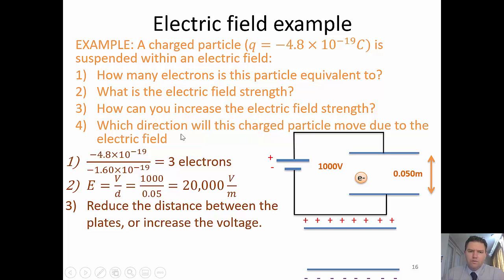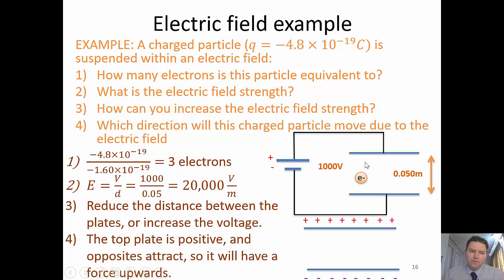Which direction will the charged particle move due to the electric field? This is a negative charge, and so the negative charge is going to be attracted to the positive plate because opposites attract, and so the electric force is going to be in the upwards direction. If we were to draw the electric field lines, they would go from positive to negative, equally spaced, touching both plates with some curvy lines on the side.